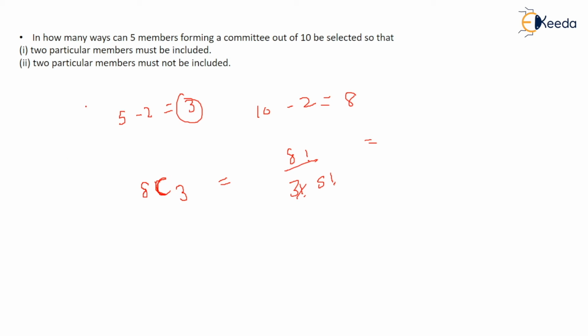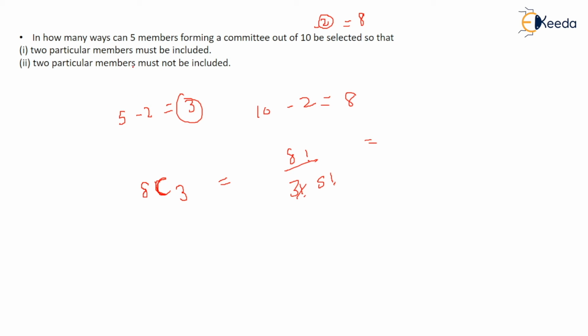And second is that 2 particular members must not be included. What that means is that 2 particular members are not included. So out of 10, 2 members are not included. So how many are remaining? 8. And these 5 members remain the same, because they are not included. These are the members that need to be included.